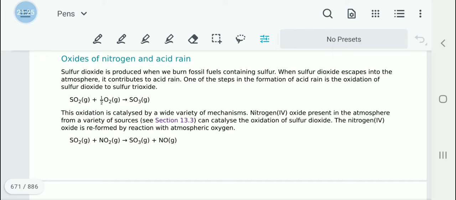Sulfur dioxide produced from the burning of fossil fuel causes acid rain because nitrogen dioxide in the atmosphere catalyzes the oxidation of sulfur dioxide to sulfur trioxide.